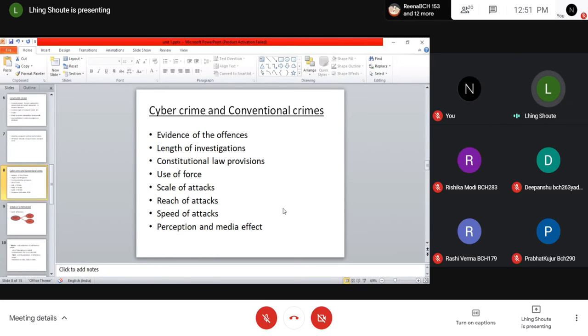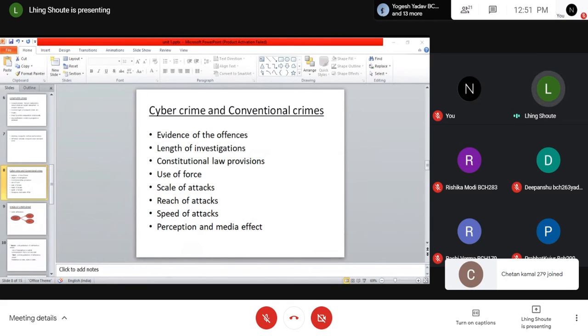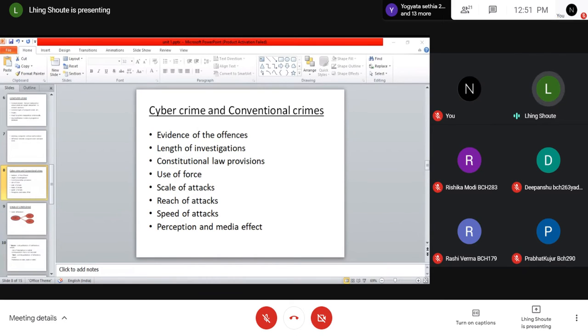Next is scale of attacks. So cyber attacks can be conducted on a scale not possible in the physical world, right? Like I've already given you the example of a bank. A group of robbers can rob maybe one or two banks in a day. But with just a simple code or malware that is spread to the security system of the financial institution, they can attack hundreds or thousands of bank websites, or rob in just minutes, right?